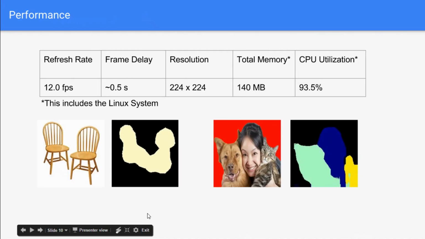But when we embed it with the ARM core, which is another process, the frame rate drops to 12 FPS, and we can see the CPU utilization is high, so we can improve more.